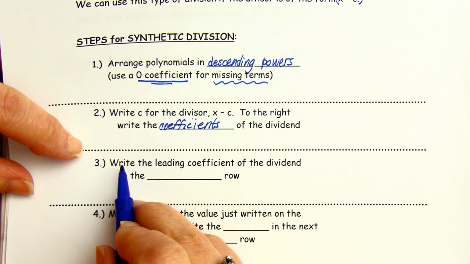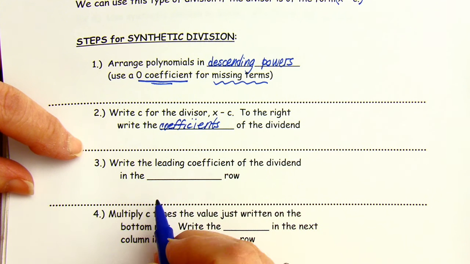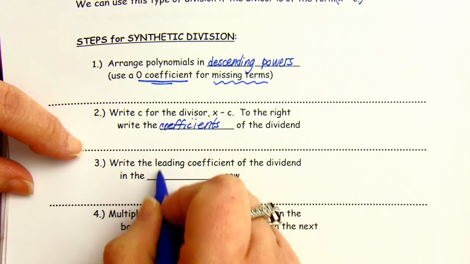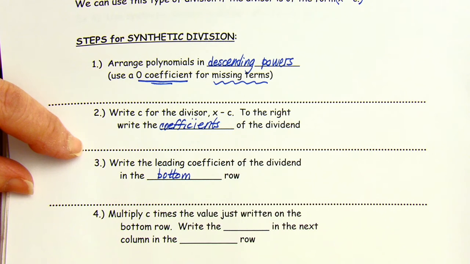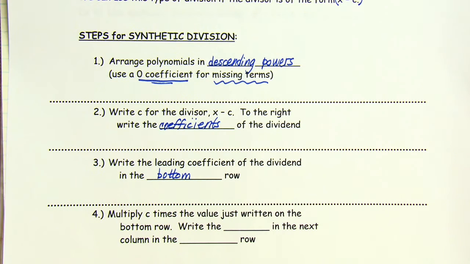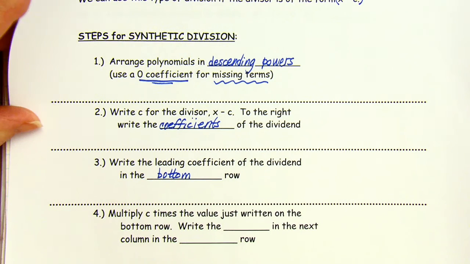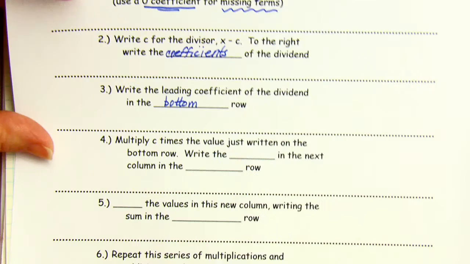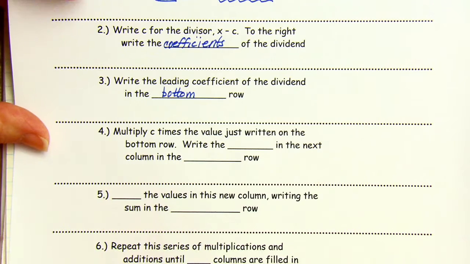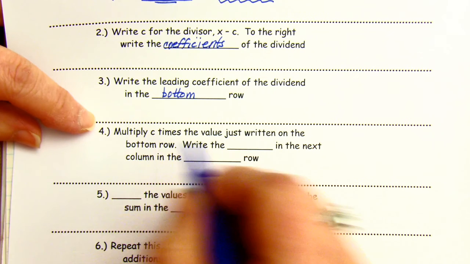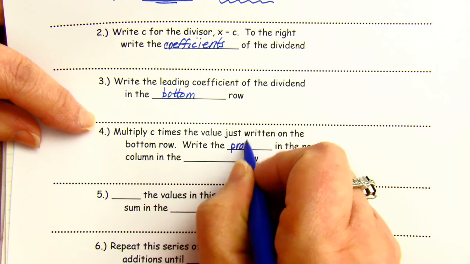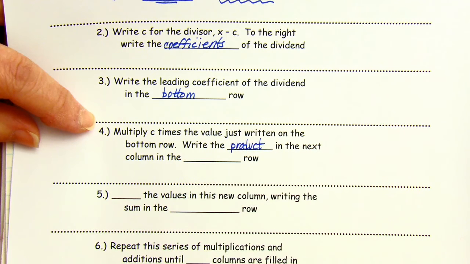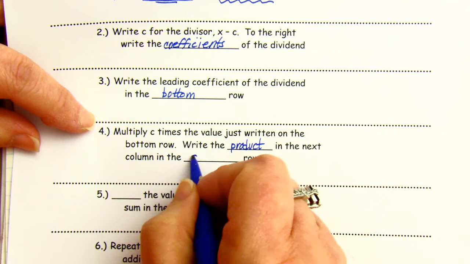And then right here, this next step, it says take the leading coefficient of the dividend and record it in the bottom row. So we're actually going to make some rows and columns here. Okay, so take the leading coefficient of the dividend and record it in the bottom row. And once we do that, here comes our series of multiplications and such. We're going to take that c and multiply it by the value that we just wrote on the bottom row. You take that product, because you're multiplying, and in the next column in the second row is where you're going to record it.